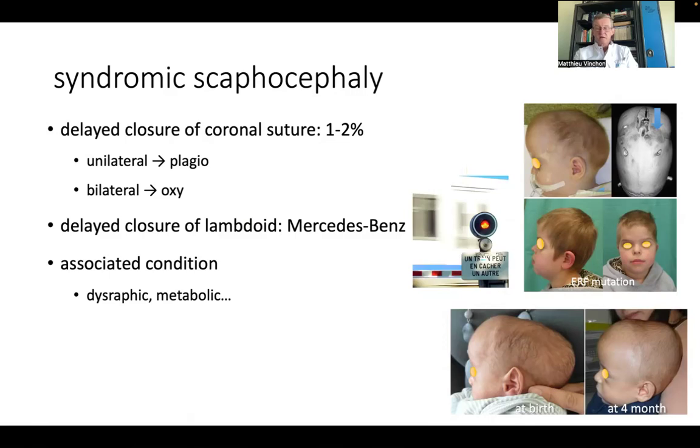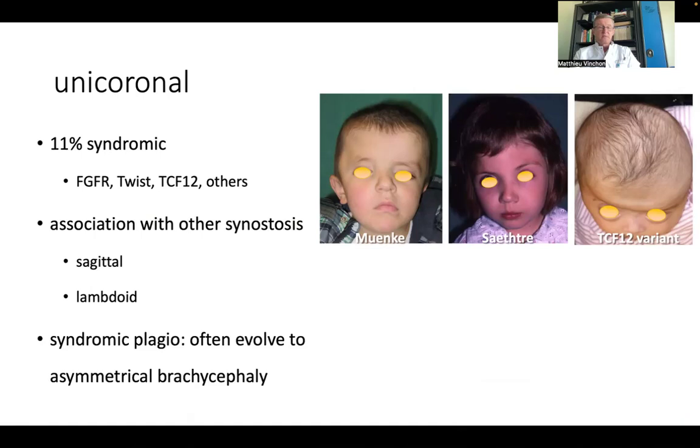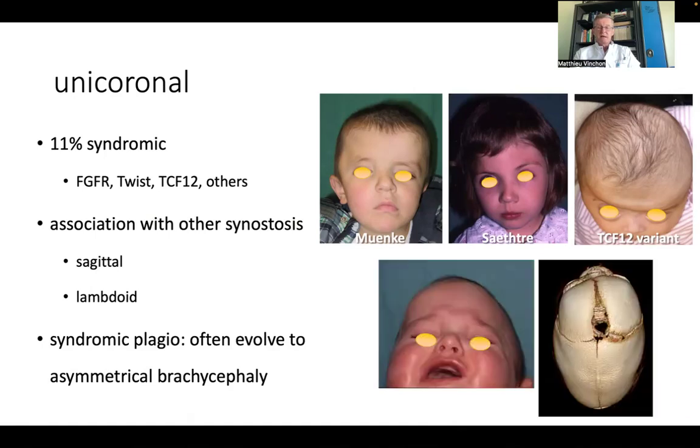So again, there is room for research, and we have to be aware of the higher prevalence in girls, who represent only 1/5 of the schiphos, but have a higher risk of syndromic synostosis. Unicoronal synostosis, about 11% are syndromic. They can be FGFR mutation, twist, or TCF12 mutations. But they can also be associated with other synostoses, as said before regarding the sagittal, and very often the syndromic plagio evolve to asymmetrical brachycephaly, like in this case.